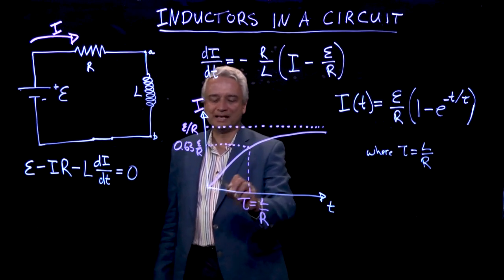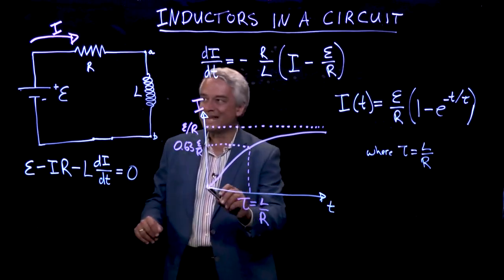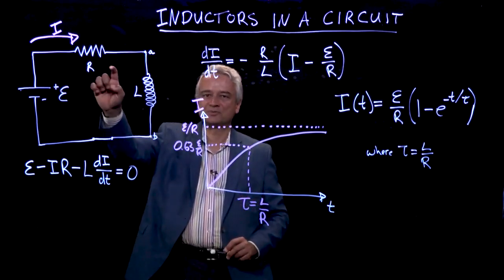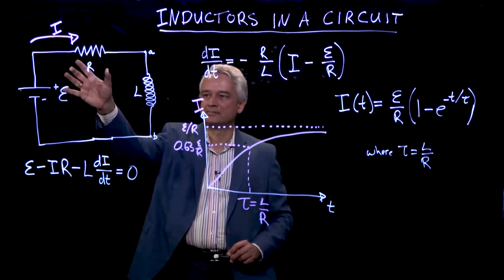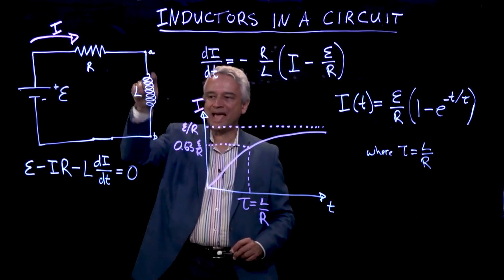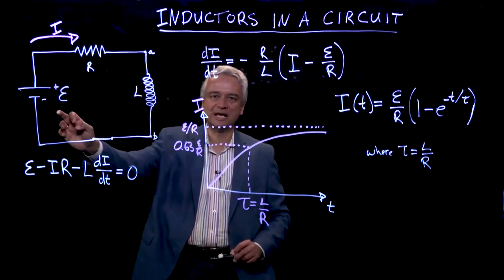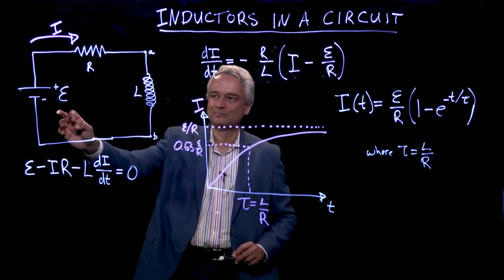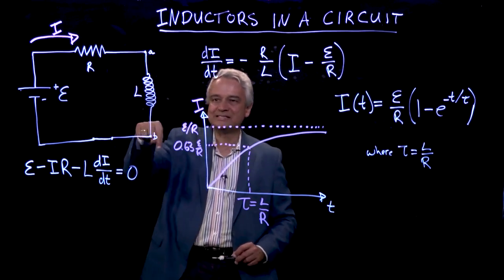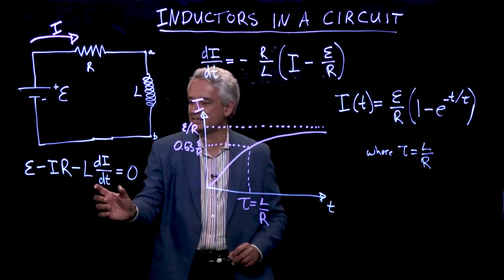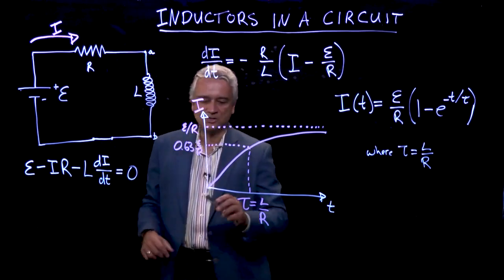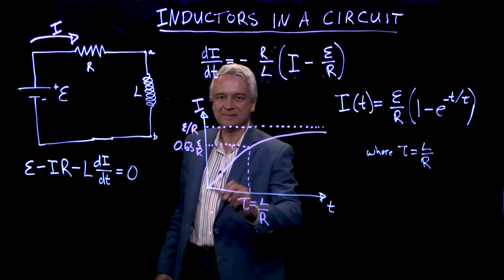So what's this initial rise in the current? Well, initially, when the current is really tiny, the voltage drop across the resistor is very small. It's IR, but I is really tiny. So the back EMF here is going to be equal to epsilon, the epsilon from the battery. And so I'm neglecting this term in the equation, and di dt is going to be epsilon over L. So the slope here, di dt, is epsilon over L.